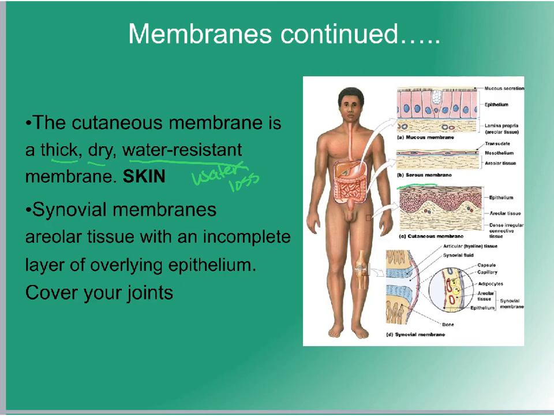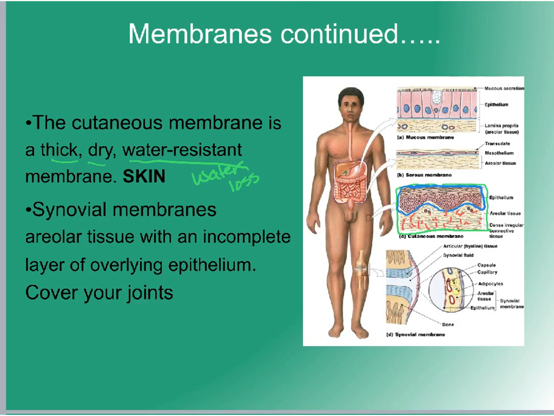So if this were the skin, for example, over here on the right, the pinkish layer right here, that would be stratified squamous. So a nice thick layer of epithelial tissue, and that's meant to prevent water loss from the underlying connective tissue.